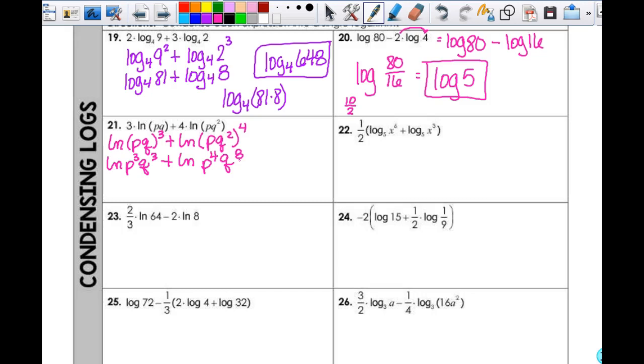Okay, everybody with me? So now this is addition. So this becomes the natural log of p cubed times q cubed times p to the 4th, q to the 8th, right? Now when you multiply these and they have the same bases, what do you do with the exponents? You add them. So this will be p to the 7th times q to the 11th. Everybody okay with that? Make sure you're not making up your exponent rules.